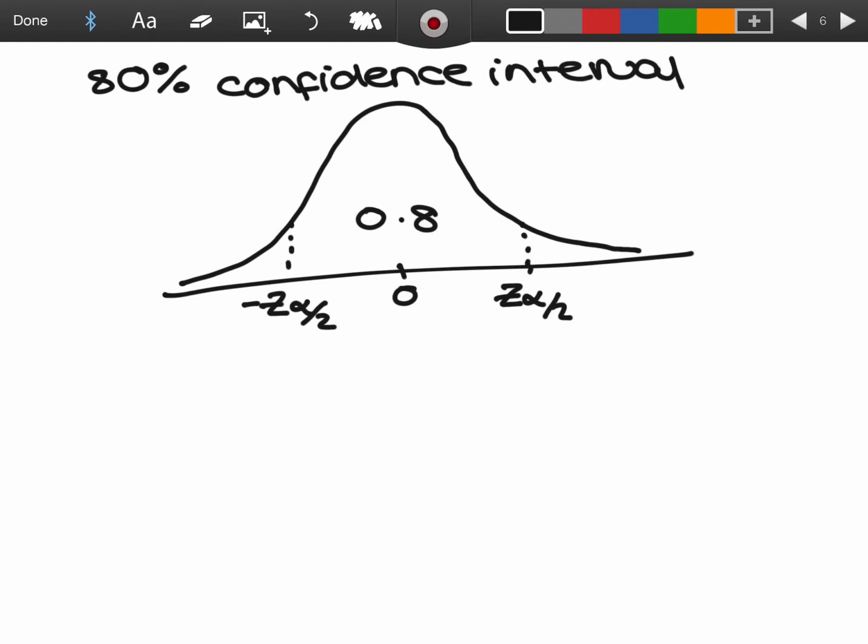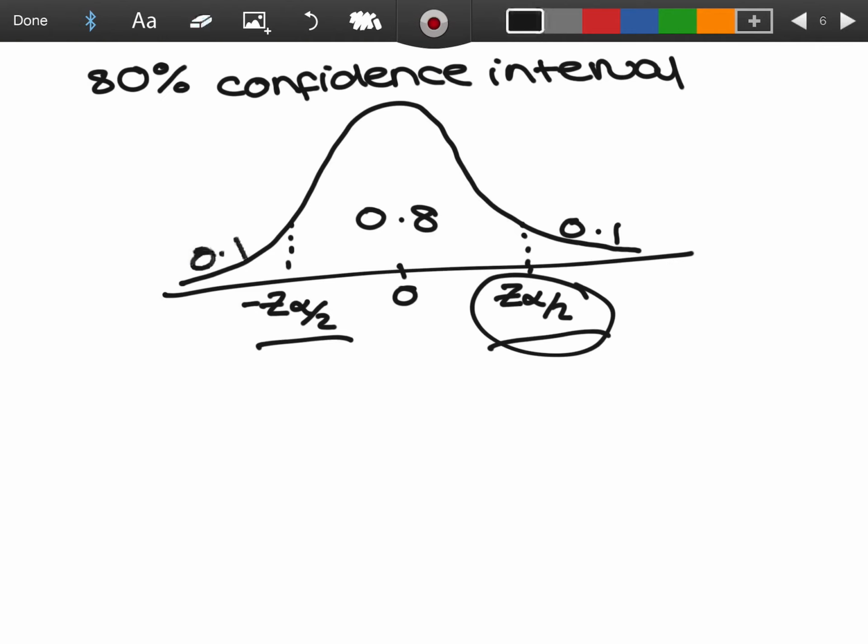We want to be 80% confident. So we've got 80% of our data lying between z of alpha over 2 and negative z of alpha over 2. You want to find this value. This value here is only the negative of this value, and we want to find it. We know because this is symmetric and I've got 0.8 in the middle, with an area of 1 under the curve, I should have 0.1 either side.